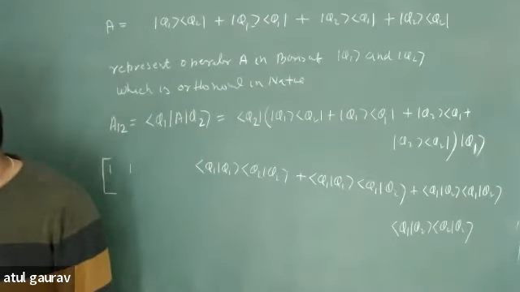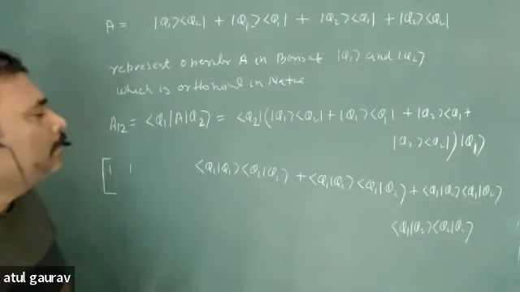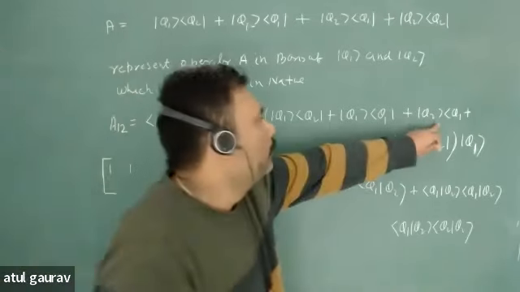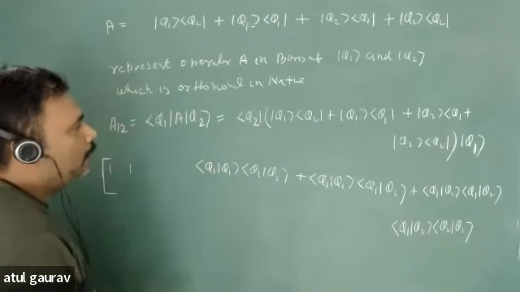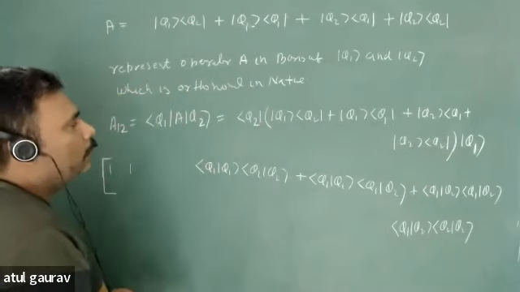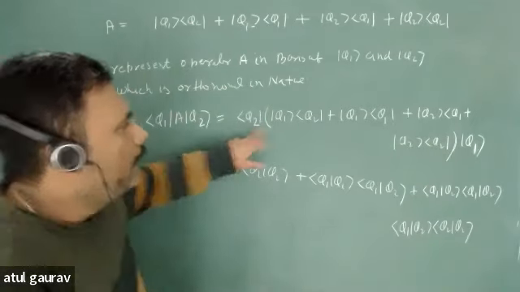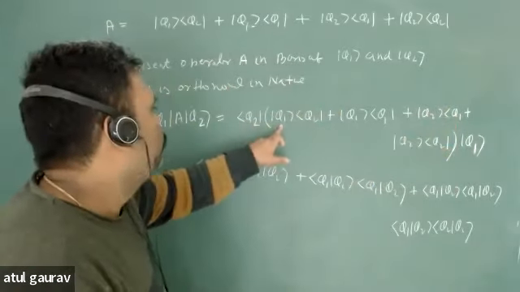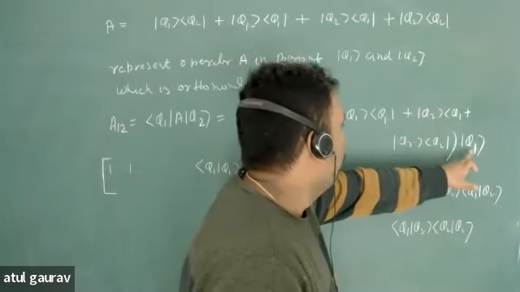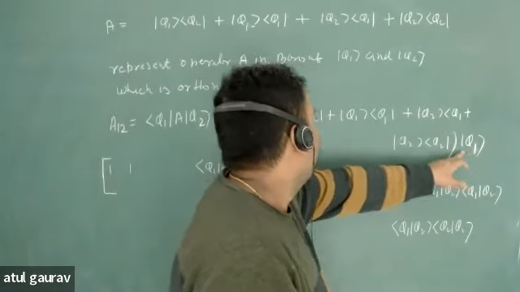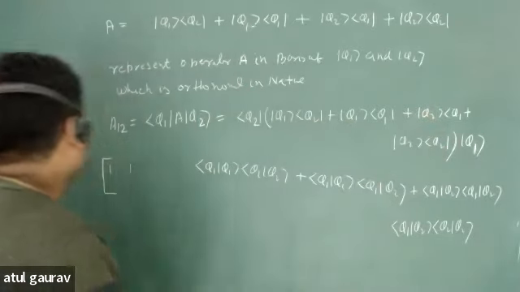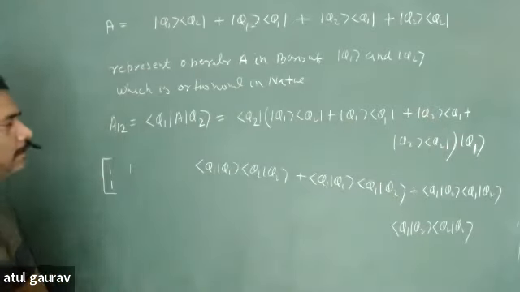1 is coming. So which term is going to survive? Third term. Only the third term is going to survive. Very good. All other terms are equal to what? 0. Because phi 2, phi 1 is 0, phi 1, phi 2 is 0, and here phi 2, phi 1 is 0. So only this term survives, so this term is also 1.